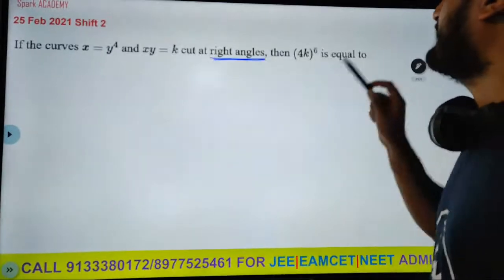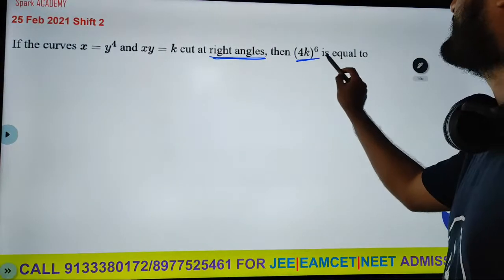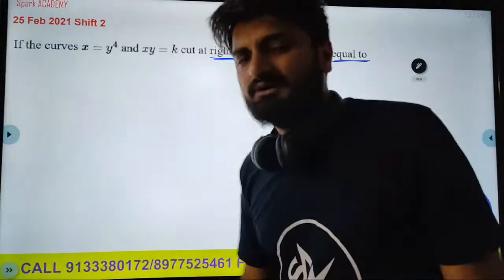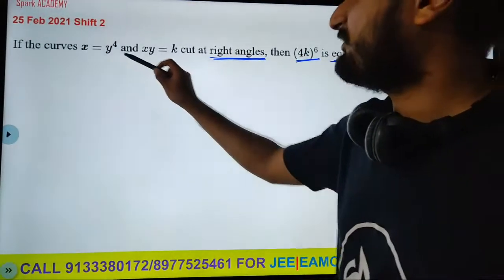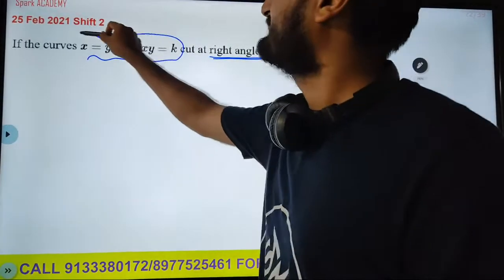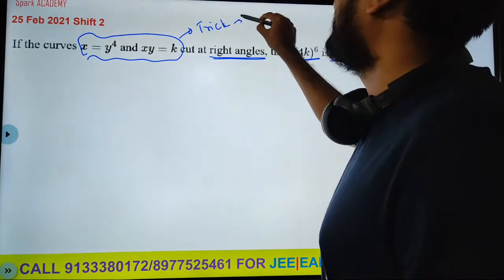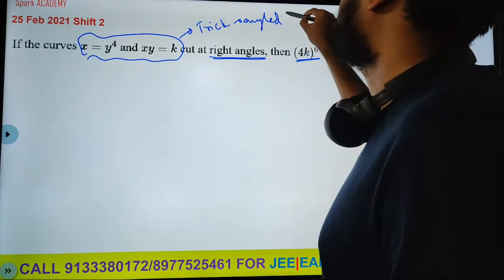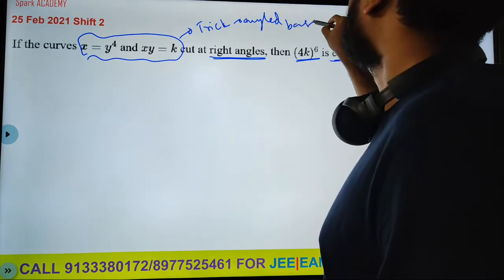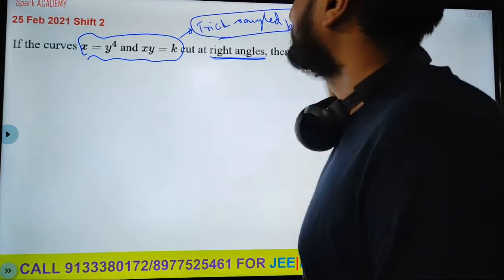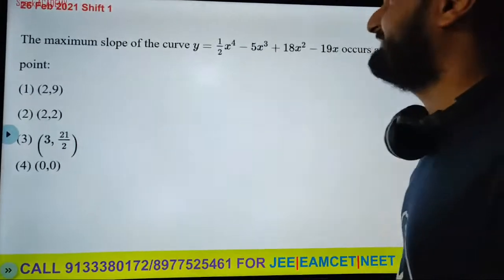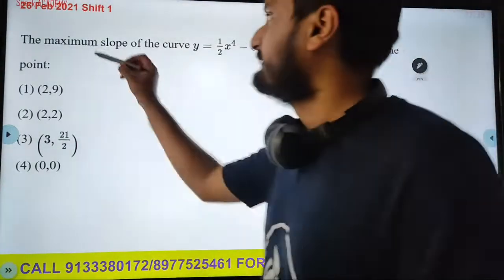Now this is again cutting at right angles, and 4k power 6 equal to. Again, this one also has a trick which I will show you in the next class when we discuss angle based questions. For today we will solve equation questions.